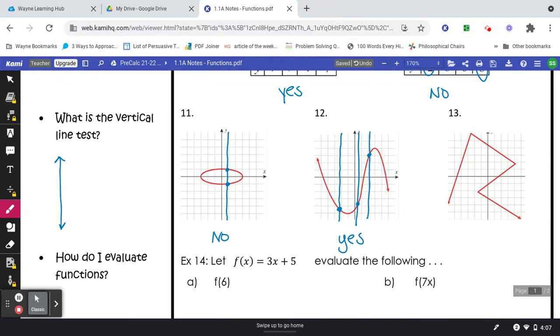What do you think about 13? Take a vertical line, draw that, see if it crosses more than once. All right, so when I draw my vertical line over here, it passes the vertical line test. But as soon as I draw it over here, notice that is crossing 3 times, which means that x value has 3 different y values paired with it. So that's a no.